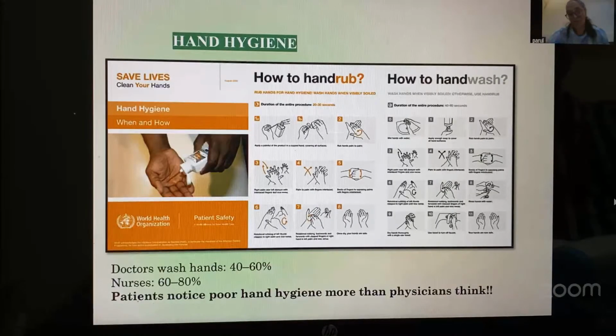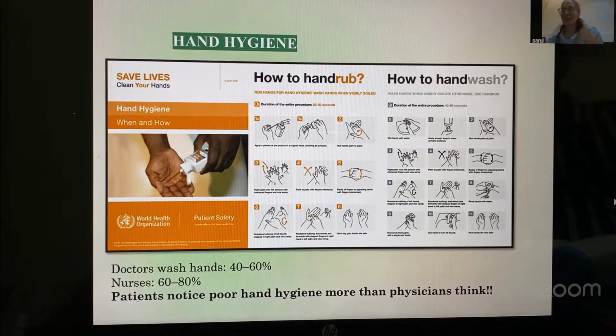Doctors hand wash somewhere around 40 to 60% in most studies. The statistics may vary. Nurses' adherence has been higher than doctors'. And more often than not, when we think our patient doesn't know and doesn't think, studies have shown patients notice poor hand hygiene more than even physicians can think.